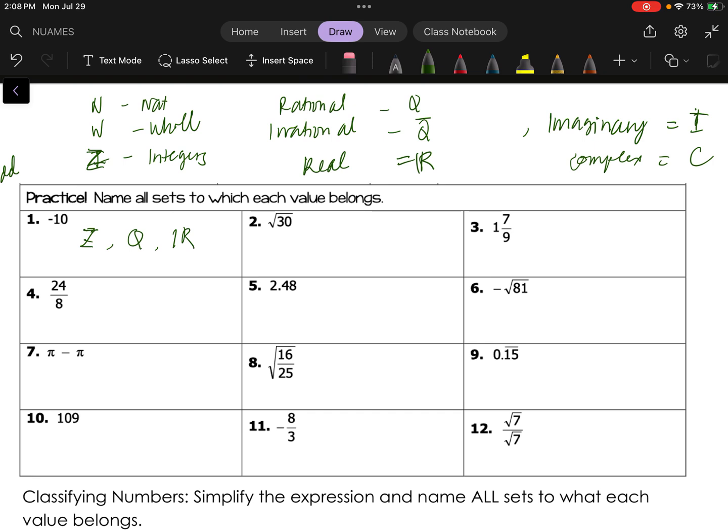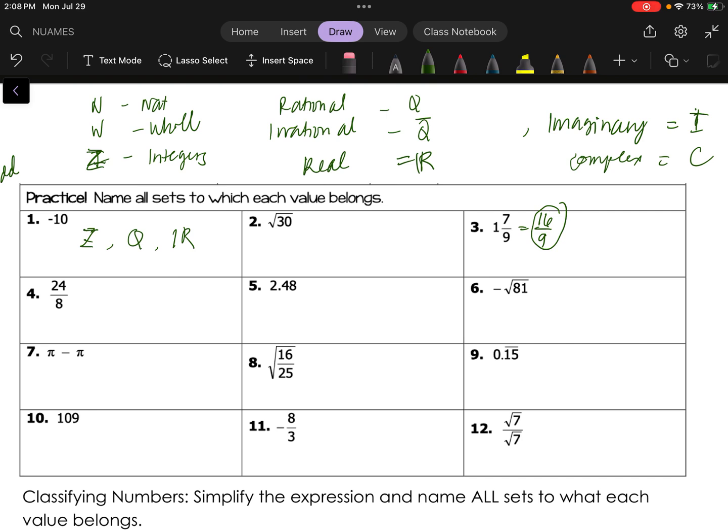Okay, try number 2 by yourself, and let's do number 3. So number 3 is a mixed number, and you can simplify that, right? So we have 9 times 1 is 9 plus 7, that gives you 16. Then we copy the denominator. And if you take a look at this fraction, what have you noticed with the fraction? Is that the simplest form?